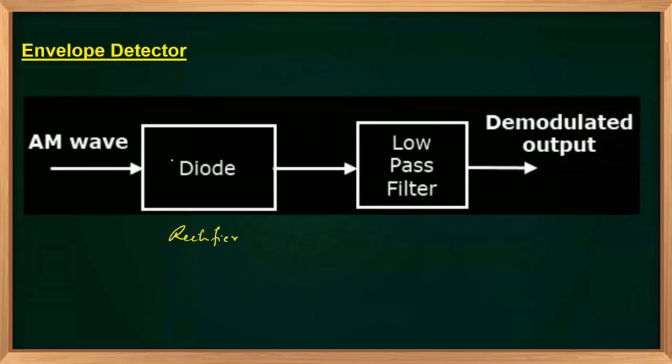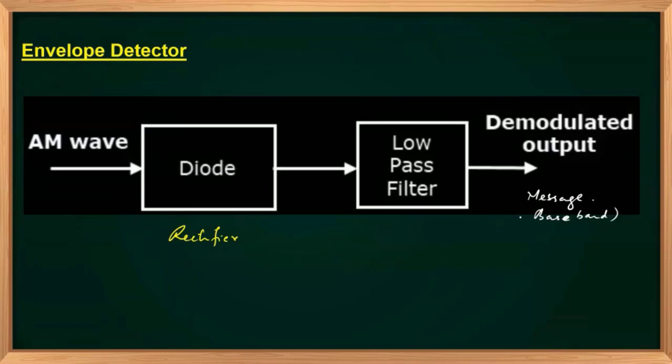In the case of the AM wave, for this type of envelope detector, we are using a rectifier. After rectification, it is passed through a low pass filter. The low pass filter will filter out the low frequency message signal. So the message signal is recovered here, which is the baseband signal.